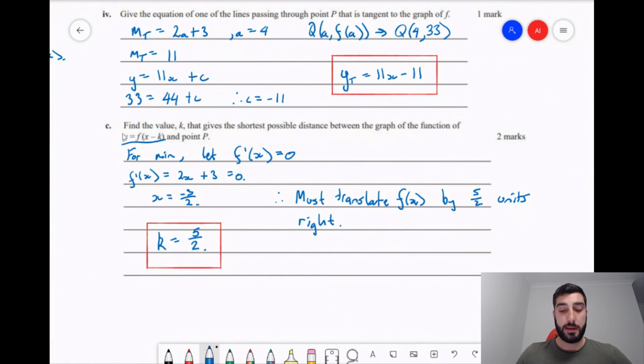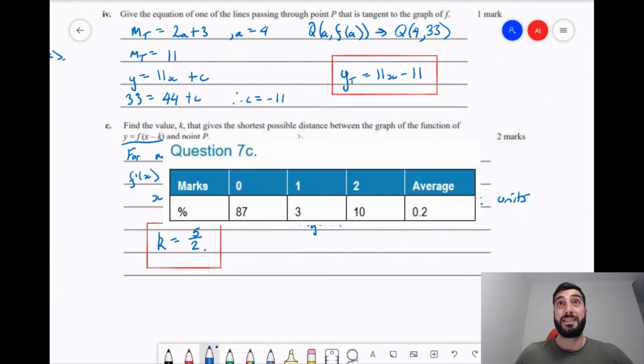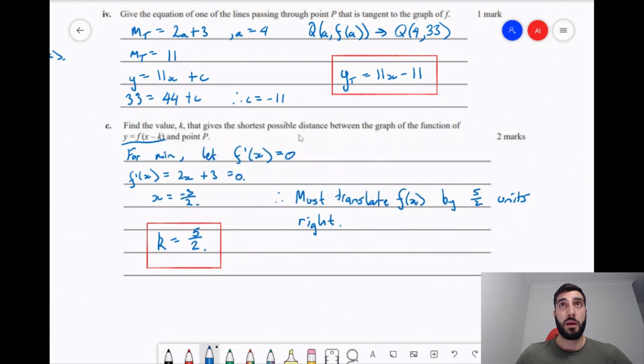So last question, C: find the value of k that gives the shortest distance. Only 10% of the students got 4 marks for this one, and only 3% got partial marks. So you can see close to 90% got 0 for this one. The notes talk through that they take the same approach. They find out what the minimum is beforehand, and note that it needs to be translated. Many students used the distance formula and then attempted to differentiate and equate to 0, often with limited success.